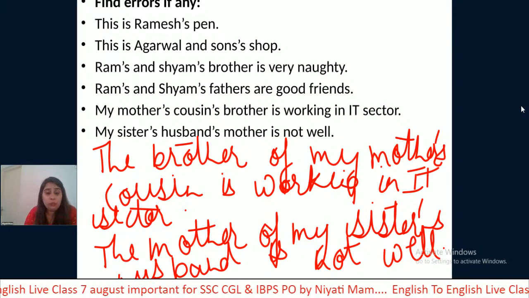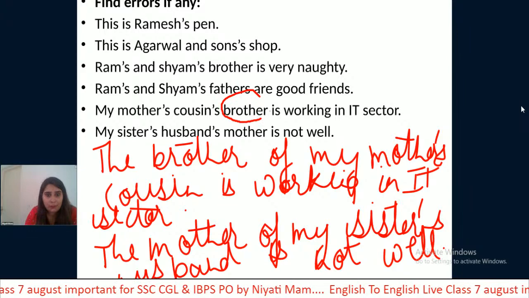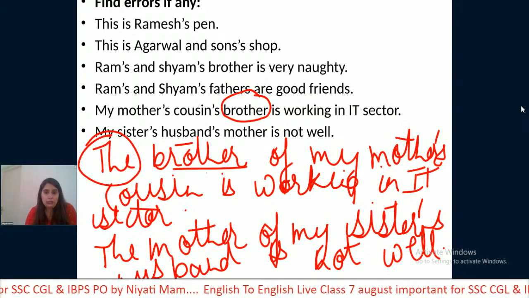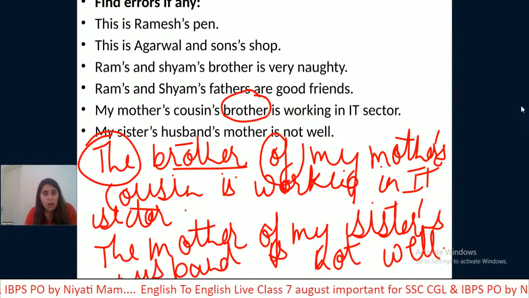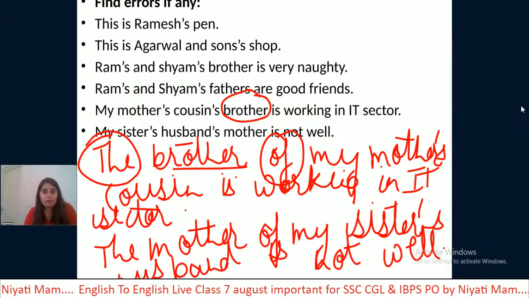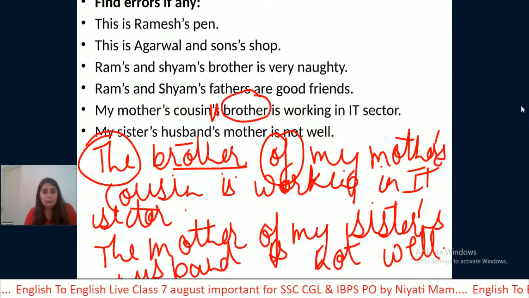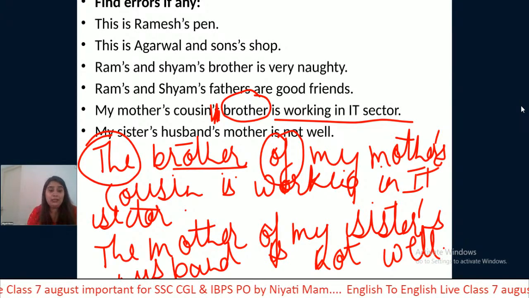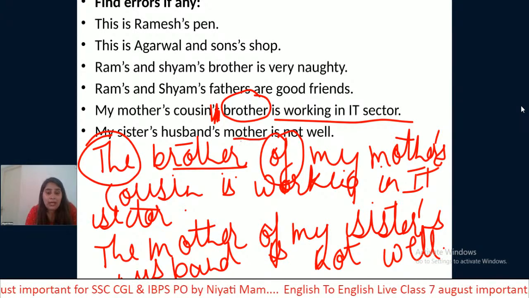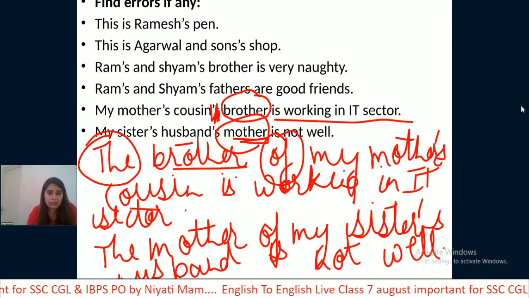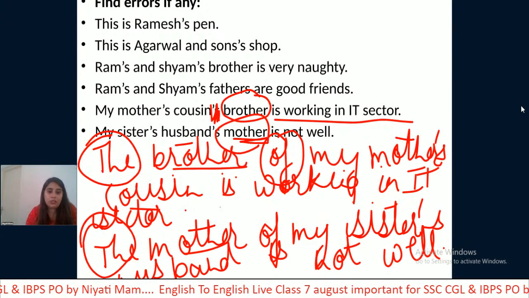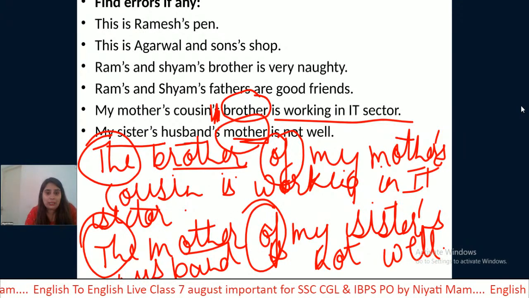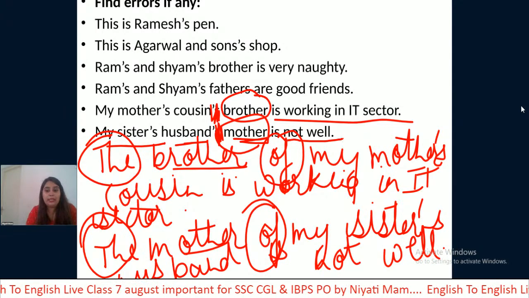What you people need to do, start from the possession, brother. The possession here is brother. Put the before the brother, then put of after brother, the brother of my mother's cousin. Remove this apostrophe s, is working in IT sector. The same is happening in the next sentence. Start it with the possession, mother. Put the before possession and of after the possession, the mother of my sister's husband. Remove the second apostrophe s, is not well.